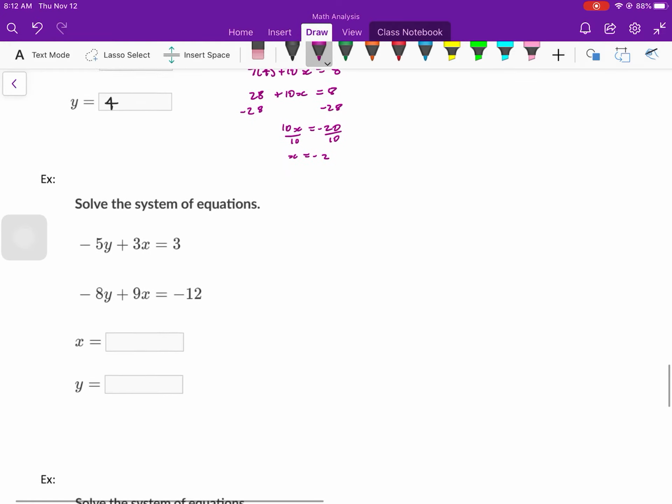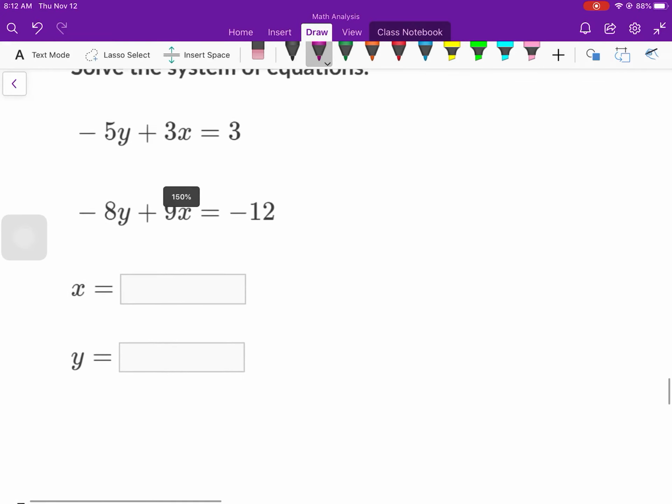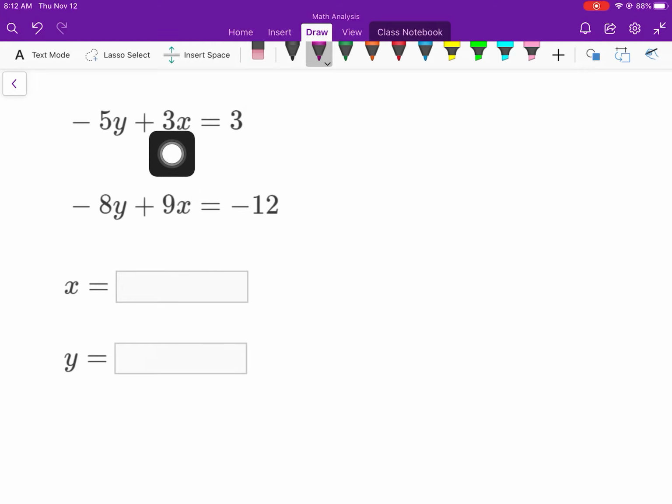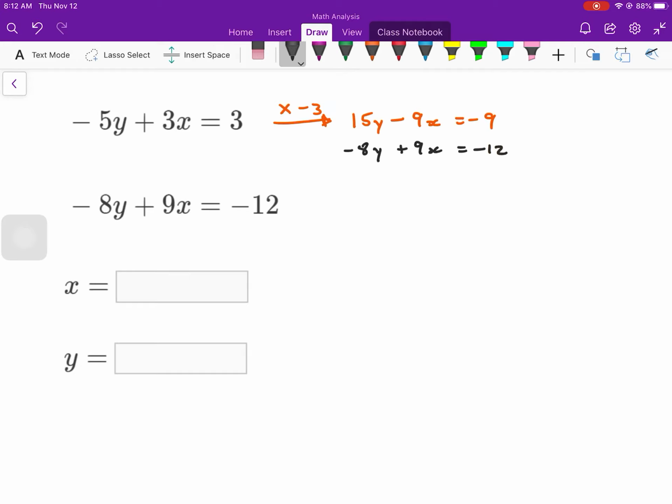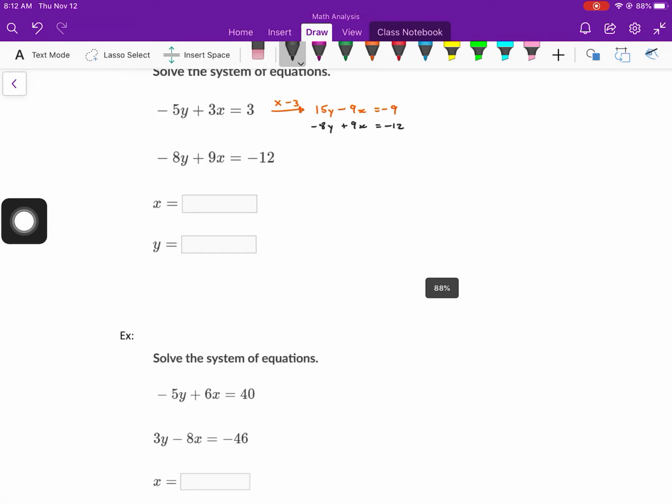So that's the idea. I'm not going to work through all of these, but I could show you one of these where we got to multiply. So notice the 3 and the 9. It's easy to make a 3 and 9, but they're both positive. So on this one, you're going to want to multiply this by negative 3, which will give you positive 15y minus 9x equals negative 9. And then the bottom one will be negative 8y plus 9x equals negative 12. So there you'll see them cancel. So you don't want to just multiply by the number 3. You want to multiply by negative 3 to get that negative 9.